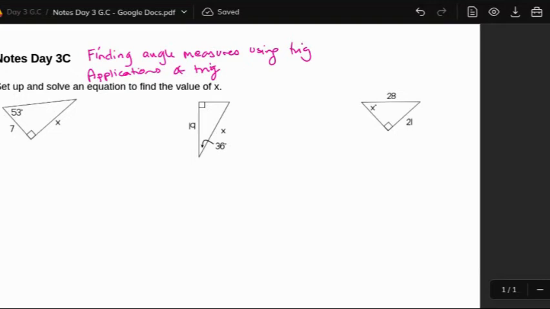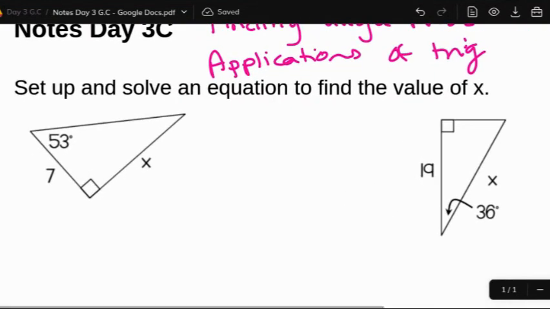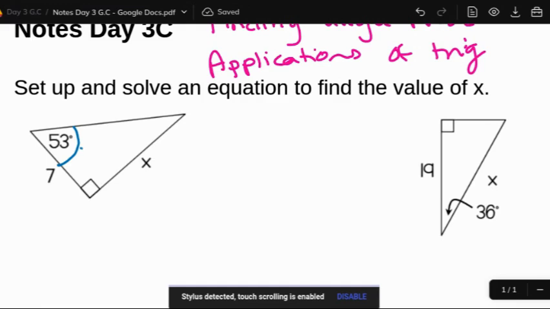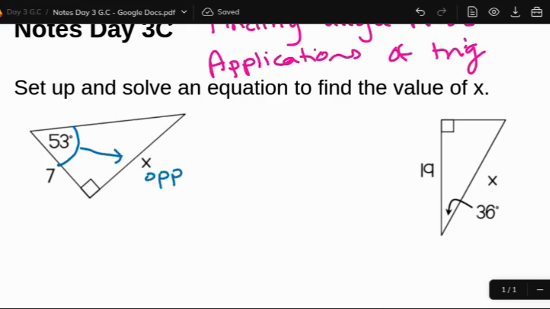Look at how to find angle measures using trigonometry and the applications of trigonometry. As a review, this first problem, we are going to start by labeling our opposite, hypotenuse, and adjacent sides. So looking at the given angle, which is 53, the opposite is x. The hypotenuse from the right angle doesn't have any value there, so I'm not going to use the hypotenuse, and that leaves the adjacent as 7.